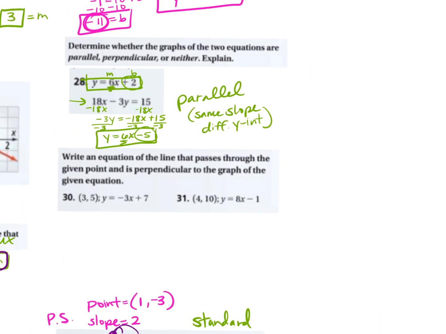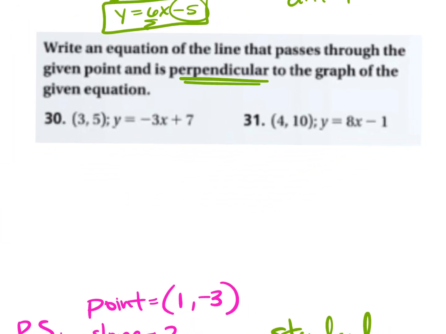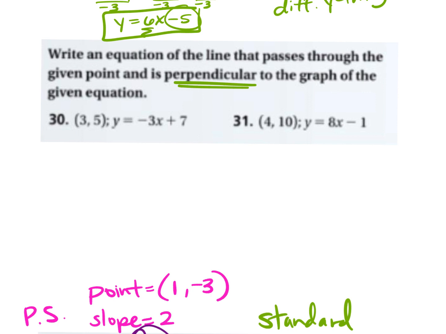Then 30 and 31 says, write the equation of the line that passes through the given point and is perpendicular. One of these I will do, I might do them both in slope intercept. I feel like more of you were doing slope intercept. I'll do the second one in point slope. The answer key did them both in slope intercept, but I will do them both here, one of each kind. So if you want to see it, slope intercept, that'll be 30. Point slope, I'll do 31. Okay.